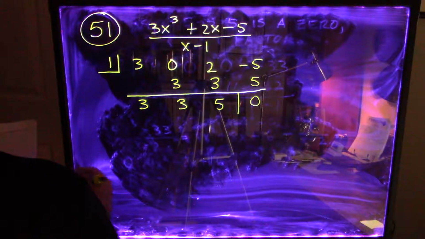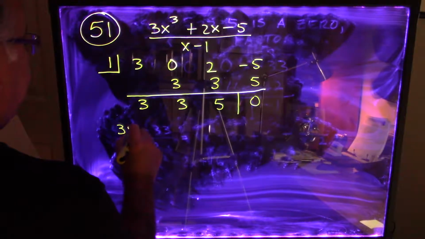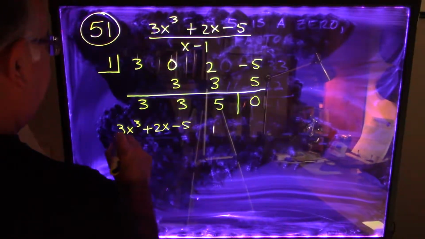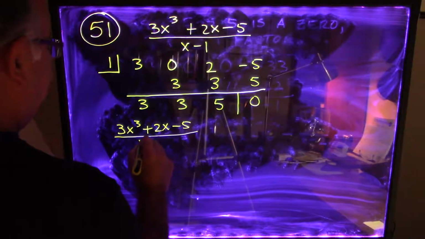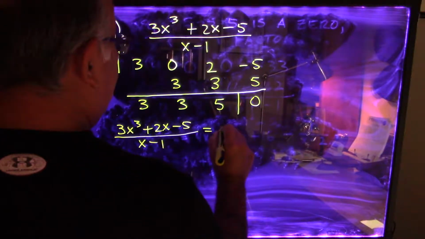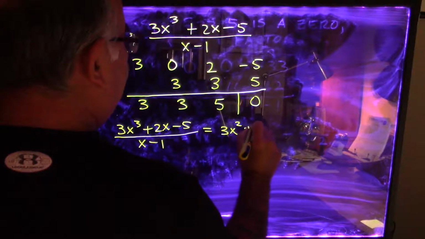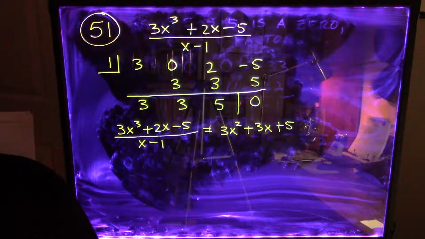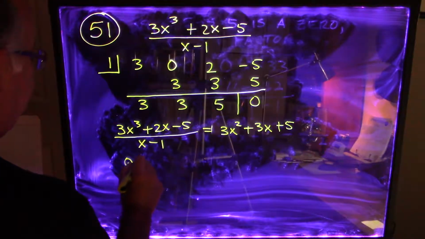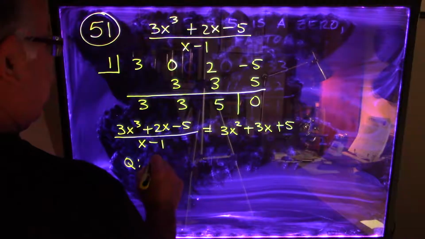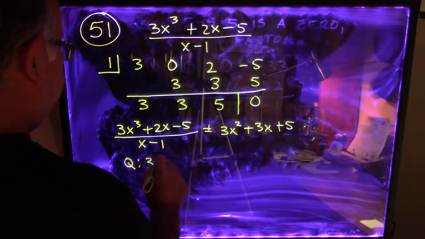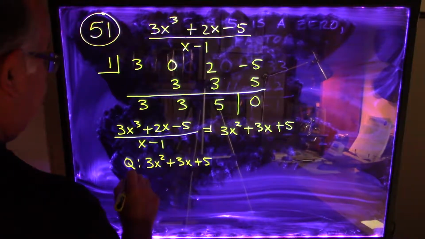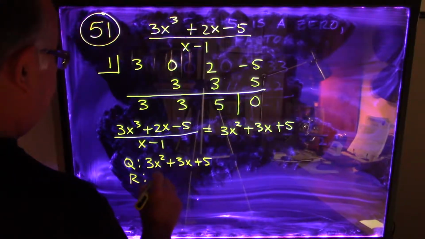There you go. So 3x cubed plus 2x minus 5 divided by x minus 1 is equal to 3x squared plus 3x plus 5. So the quotient q is 3x squared plus 3x plus 5. And the remainder r is 0.